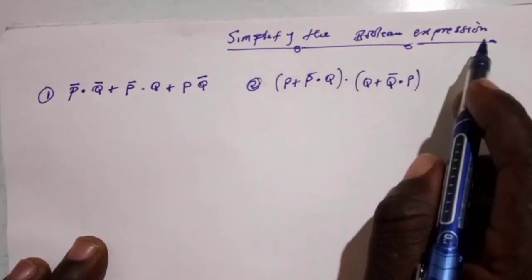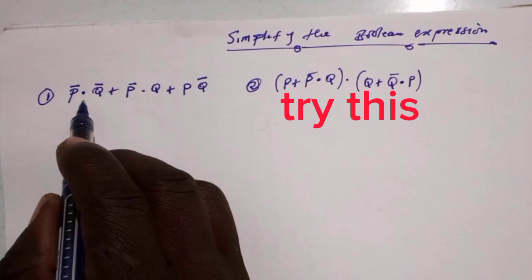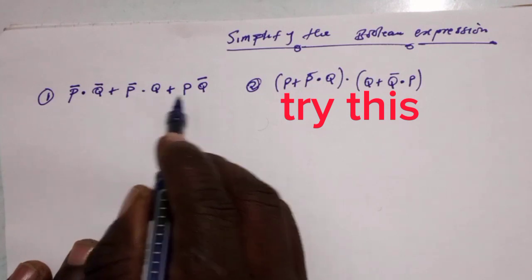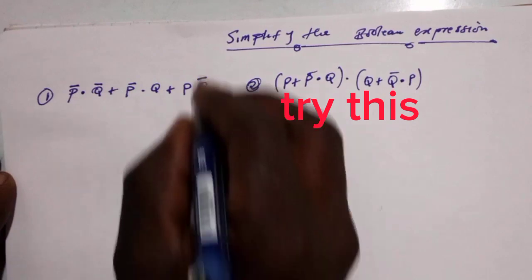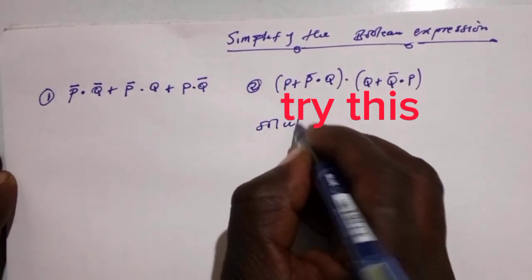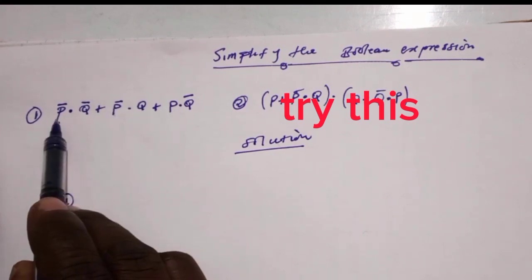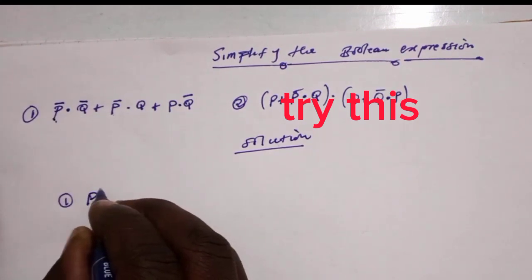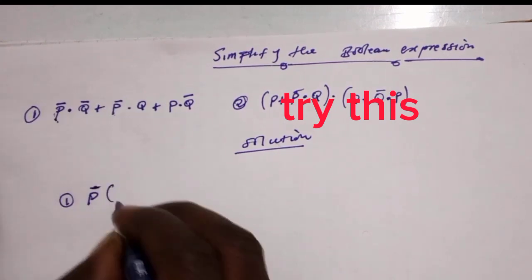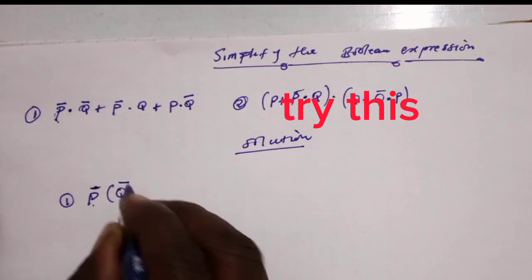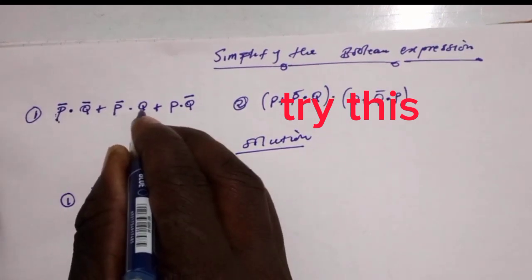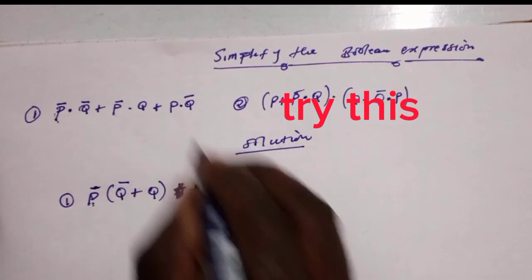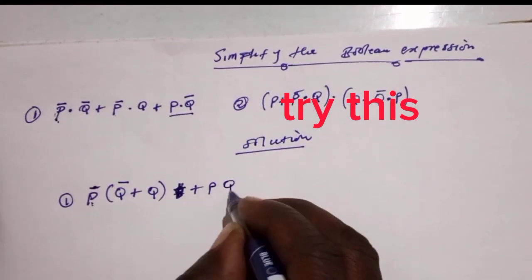It is saying simplify the Boolean expression. We have P bar multiplied by Q bar plus P bar multiplied by Q plus P Q bar. Here there is a multiplication. So for the solution, P bar is common here and here. So we say P bar is common. Here we remain with Q bar plus we remain with Q here, plus we remain with this term here, P Q bar.